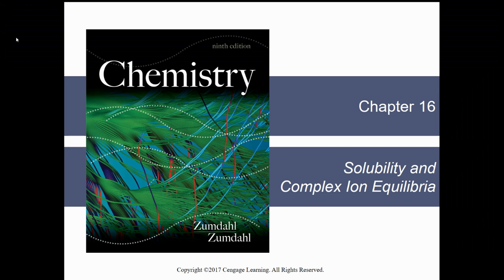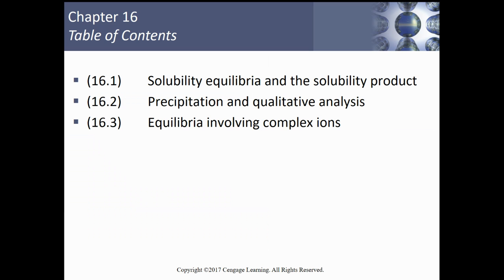All right, so we're going to talk about chapter 16. Chapter 16 involves the solubility of ionic compounds and the equilibrium involved. Let's go through. All right, so the solubility and the equilibrium, solubility product, which is going to be a new K value we're going to talk about, precipitation, qualitative analysis, and some complex ions.